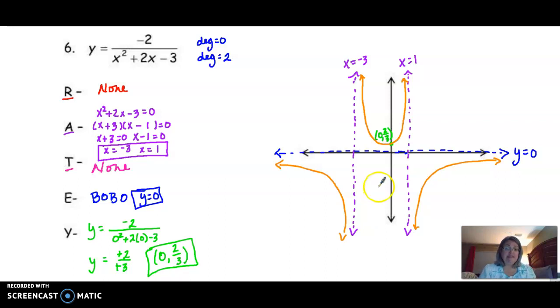So practice some of these. Most of them have one or two, at least an asymptote of each, a vertical and a horizontal. And then you'll have some that may have 2, like this one did. You may have some togetherness. You may not have togetherness, and that's okay.